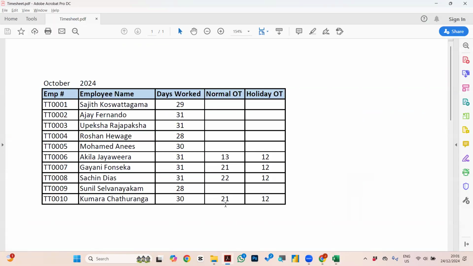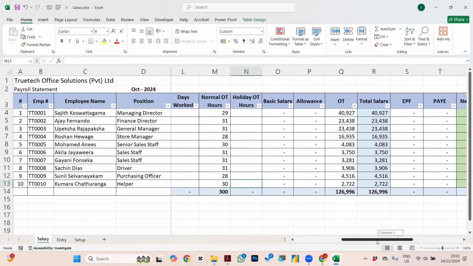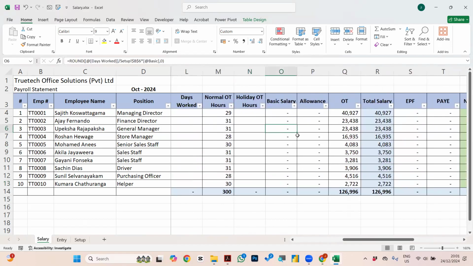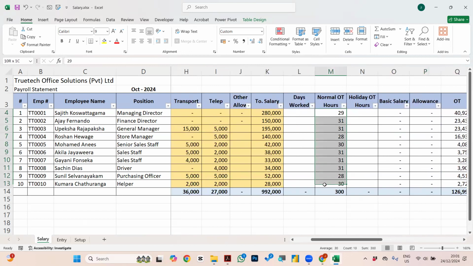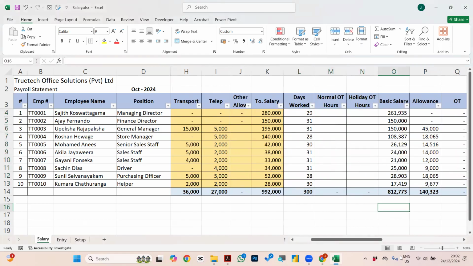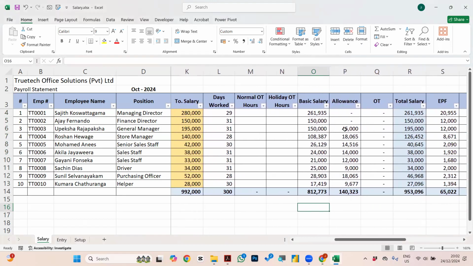Sunil, 28. Kumara, 30. Sunil, 28 days. Kumara, 30 days. All right. The moment you put this, it automatically calculates the total salary, including your basic salary and allowance. Sorry, I think I put it in the wrong place. I'm going to just copy it and paste it here, because it's supposed to be the days worked, not the OT hours. I'm going to delete it. Yeah, the moment you put it here, it automatically calculates your basic and your allowance.